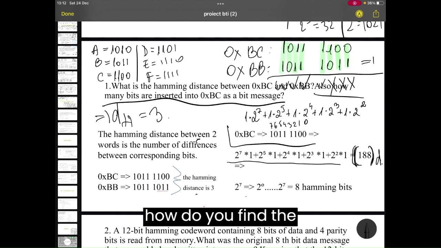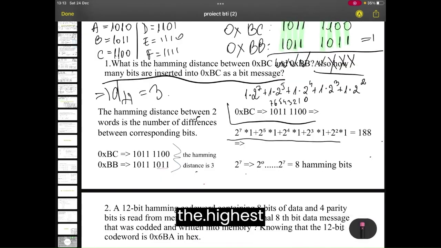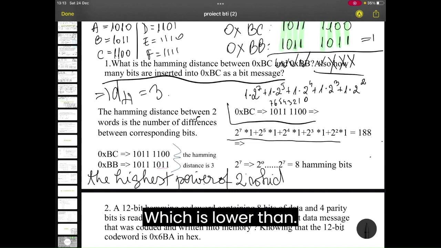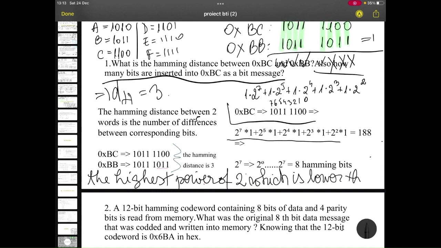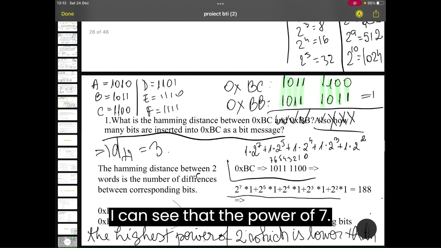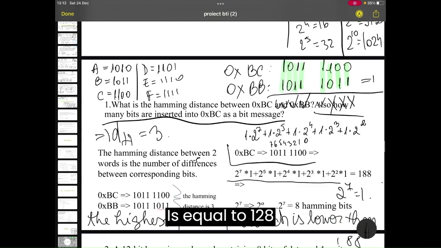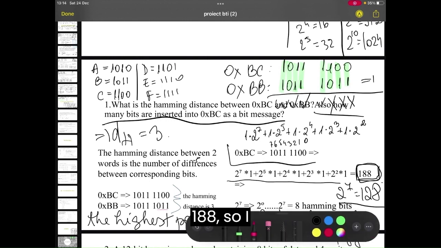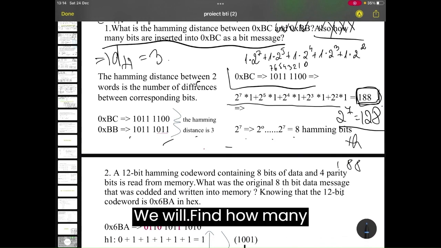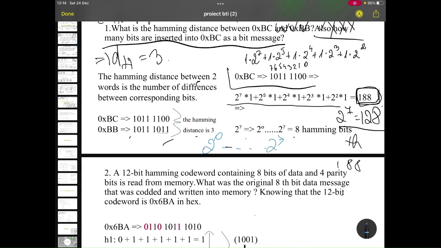Now, how do we find the number of bits? Well, we have to find the highest power of 2 which is lower than 188, and I wrote this before. So here you can see that 2 to the power of 7 is equal to 128, which is the highest power of 2 smaller than 188. So I will delete this so I can get some space, and now we will find how many bits there are between 2 to the power of 0 and 2 to the power of 7.